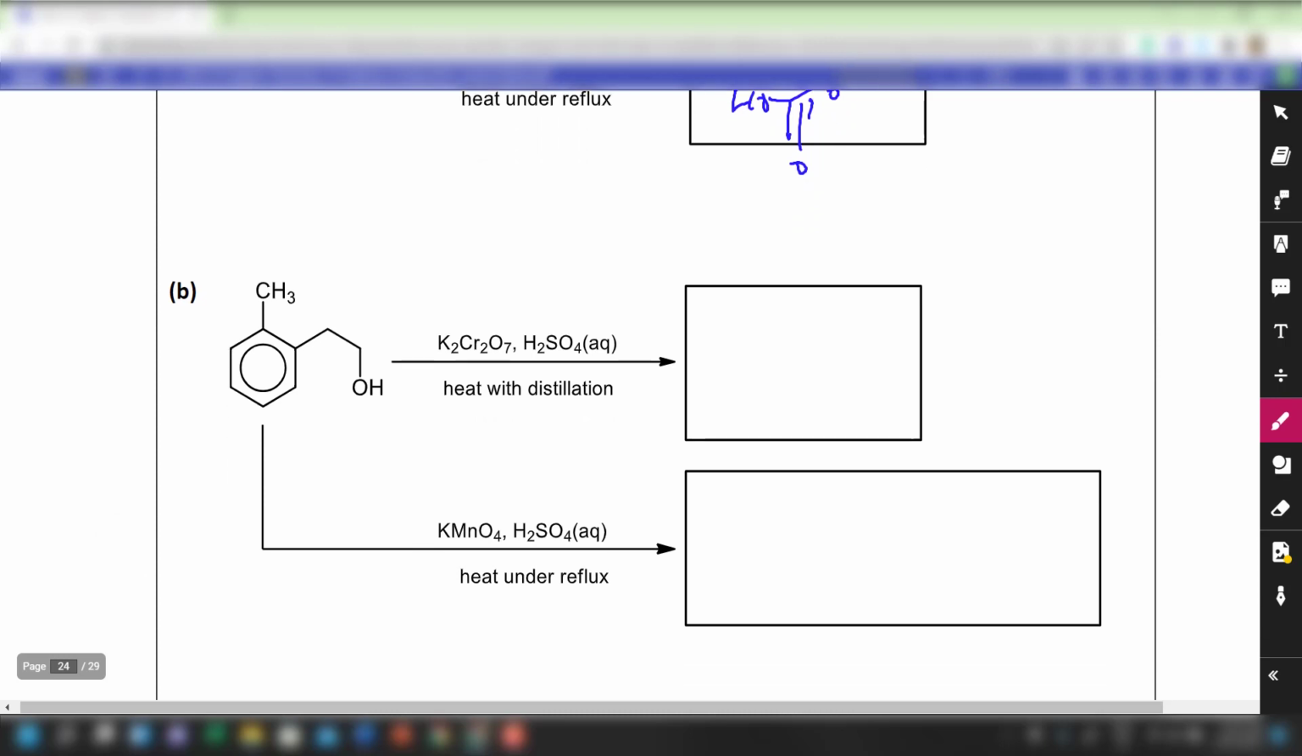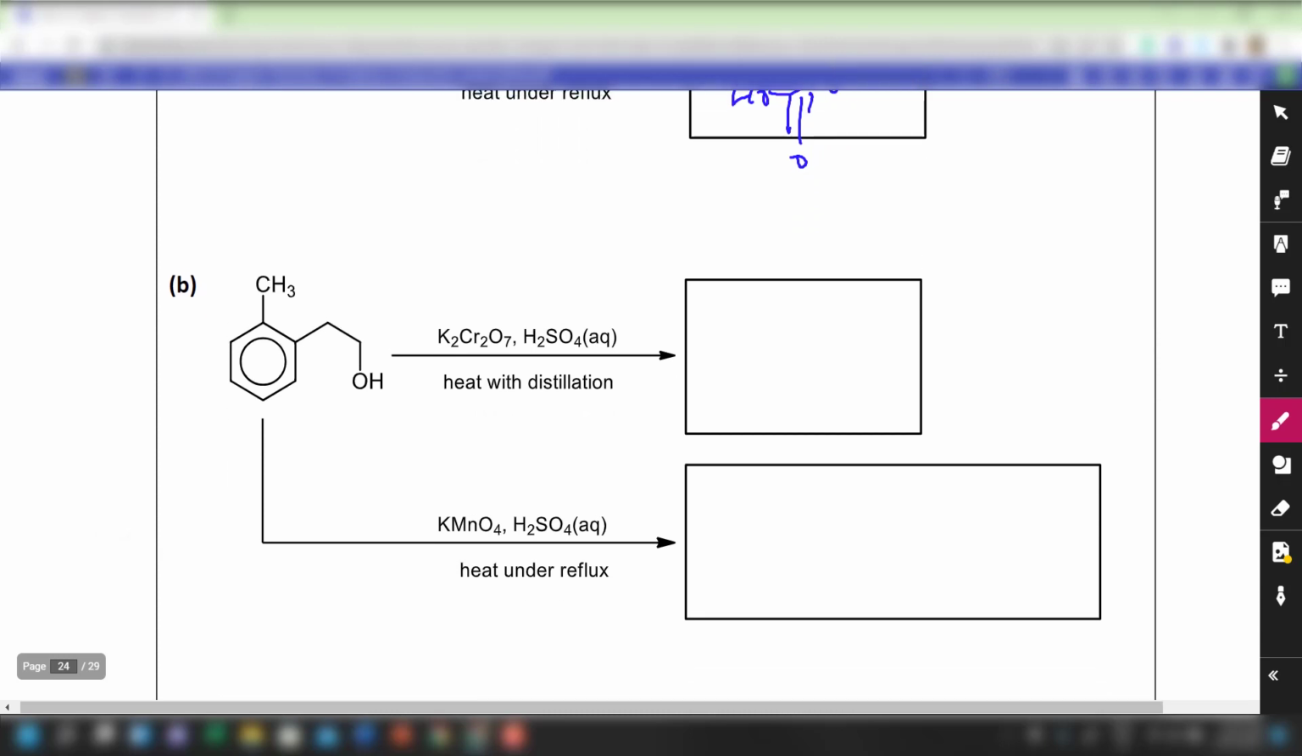Then for part B, potassium dichromate with heat and immediate distillation, definitely no side chain oxidation. Why is that the case? Because I'm using potassium dichromate with heat and immediate distillation, I'm going to get the aldehydes.